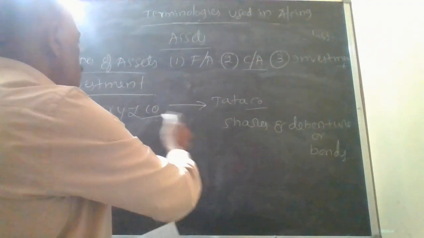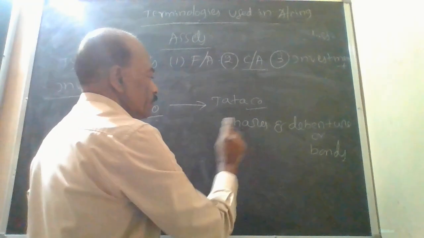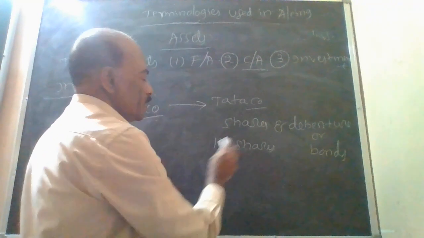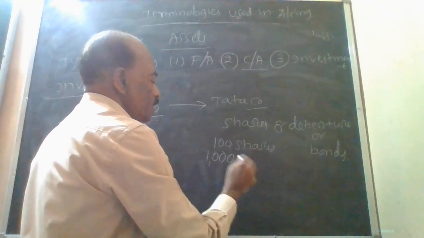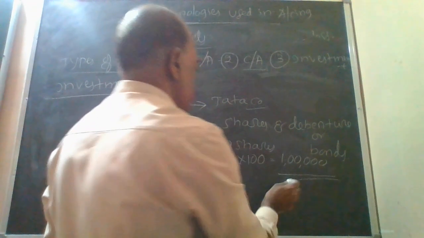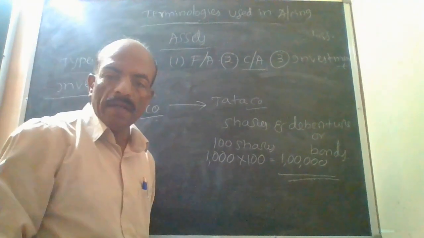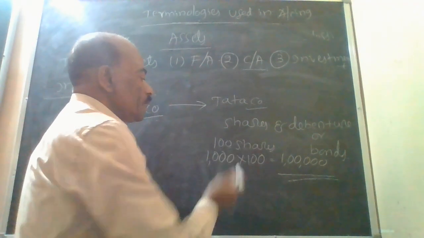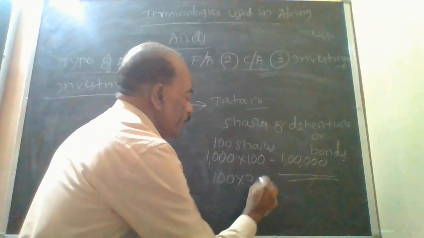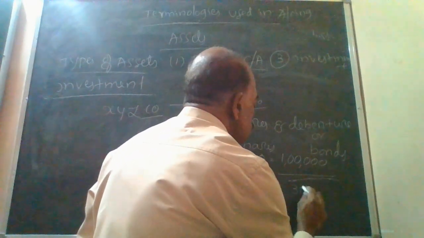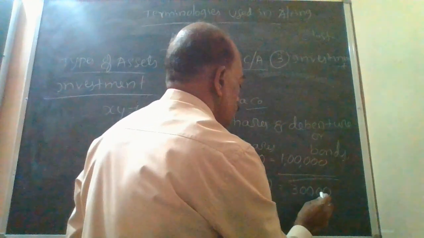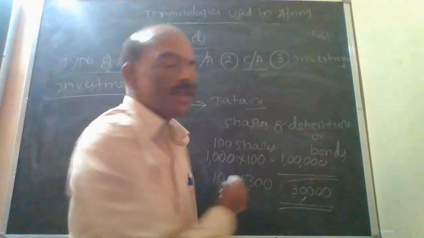So we purchase the shares of this Tata company. Maybe we purchased 100 shares. Value of one share is 1000 rupees. 1000 into 100 means shares worth 1 lakh rupees we purchased. Tata company is paying a dividend for that. 300 rupees per share they are going to pay. So 100 into 300 means nearly 30,000 rupees dividend they are going to get.